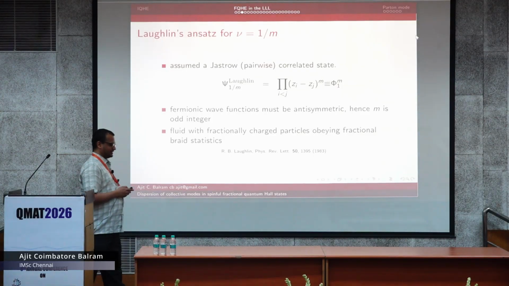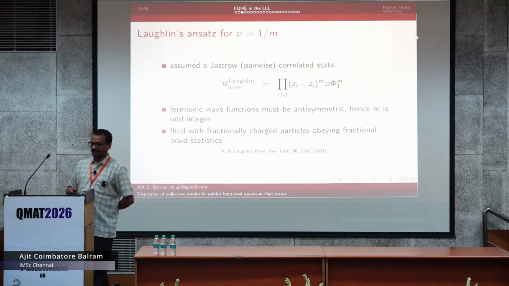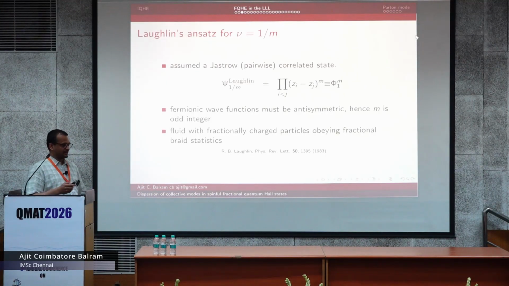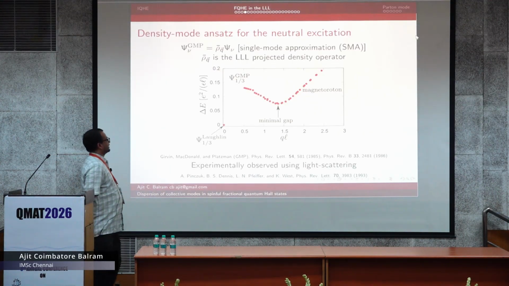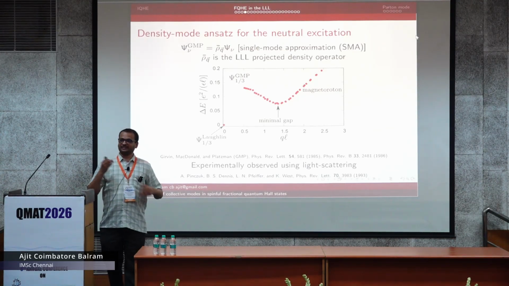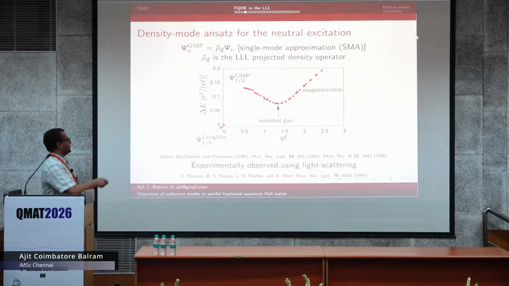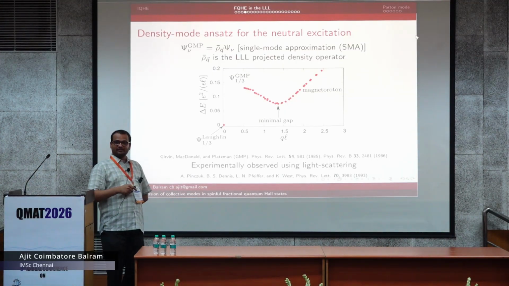So what about neutral excitation? One way to construct neutral excitation is to take an equal number of Laughlin quasi-holes and quasi-particles. But another way was put forth by Girvin, MacDonald and Platzman, who showed that you can construct a wave function of this form where you take the density operator. The density operator has one C dagger and C, so it does not add any charge to the system. And you act it on the lowest Landau level ground state.